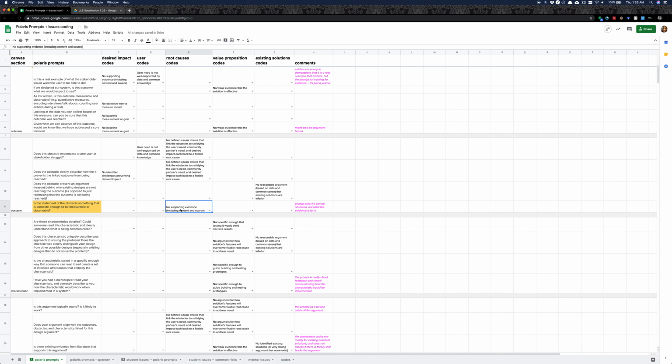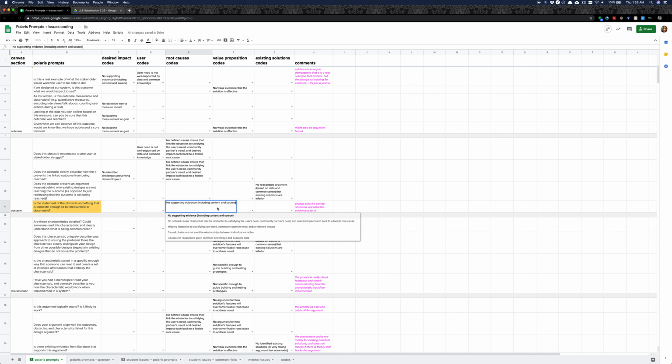So the difference here is that the type of risk here, as it's articulated as one of the root causes, to have no supporting evidence is more assessing, after the students had tried to articulate the obstacle, whether or not they actually had evidence to support if the obstacle was real. But that's sort of an after-the-fact assessment.